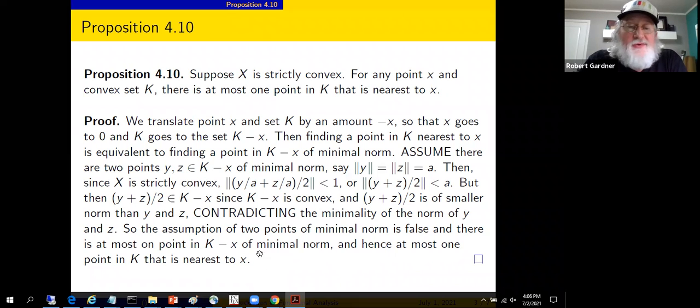x. Okay, there's at most 1 point in K minus x of minimal norm, but then we can add x to everything and translate it back, and that gives us the at most 1 point in K nearest to x. And we'll do another proof where we do this translation stuff. By translating things to the origin, in a sense. We'll translate points to the origin, and sets will follow in a rigid way.